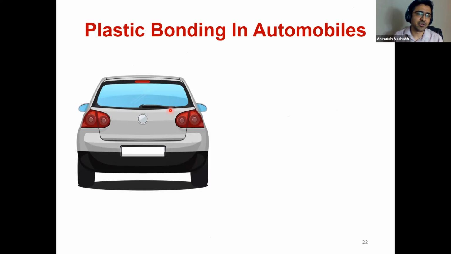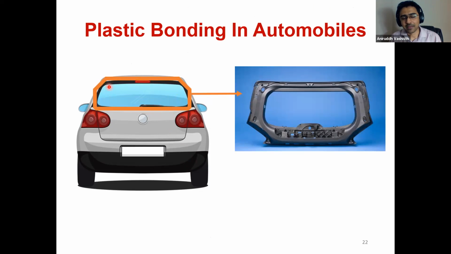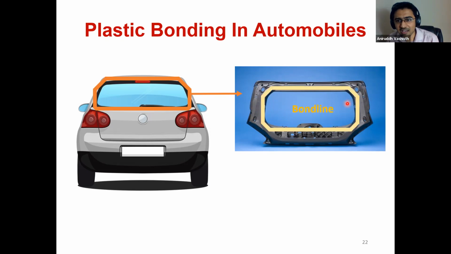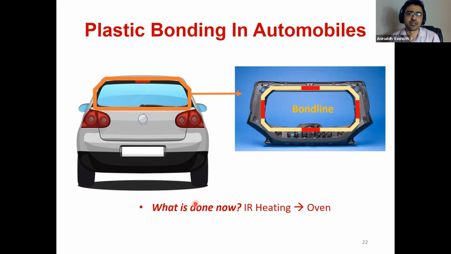So I'll show you 2 examples. I'll show you an example of plastic-plastic bonding in automobiles, and then I'll show you an example of metal-metal bonding in automobiles. So for the first example, the back part of our car has this frame. This is made up of multiple plastic substrates, mostly polypropylene. And they usually have a really long bond line where they're bonded together. A bunch of these are sandwiched together. So what is done right now is that the IR lamps that I showed you in the previous slide basically come from back and forward, and they heat in a couple of spots.